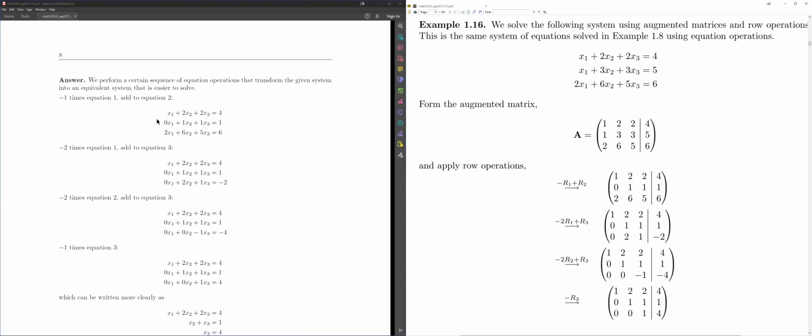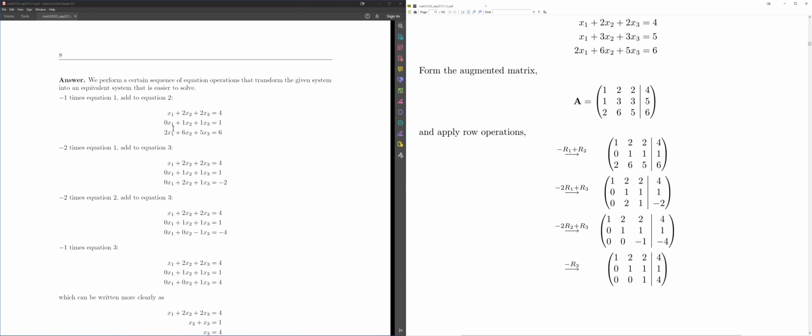So when I do my equation operations over here, for example going from this system over here to this system over here, what I did is I did this equation operation: minus 2 times this equation added to the third equation. So just use the corresponding operation.